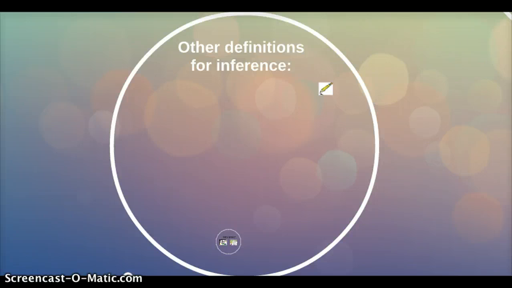Okay, so there won't actually be a quiz. That was just from that person's video. But let's look at some other definitions for inference. On your guided notes, I'm going to ask you to pick one that makes the most sense to you and write it down on your note page and explain why you think it helps you understand what an inference is. So here are your choices.